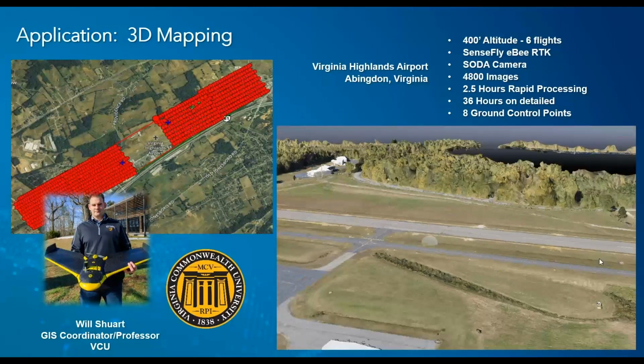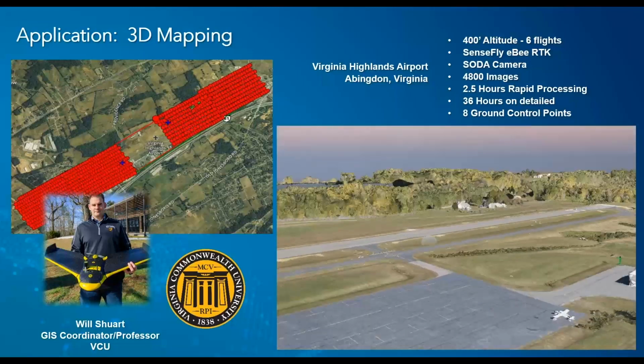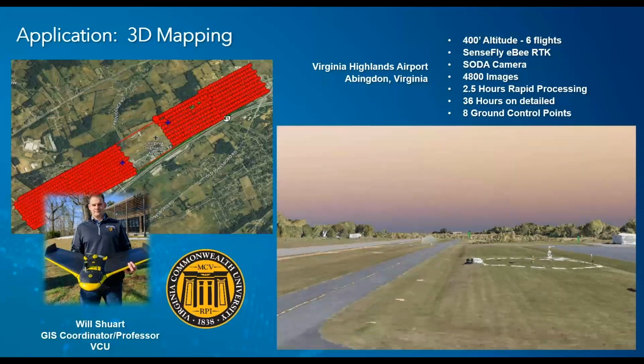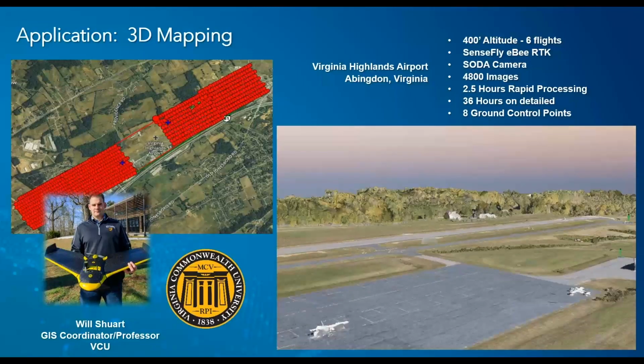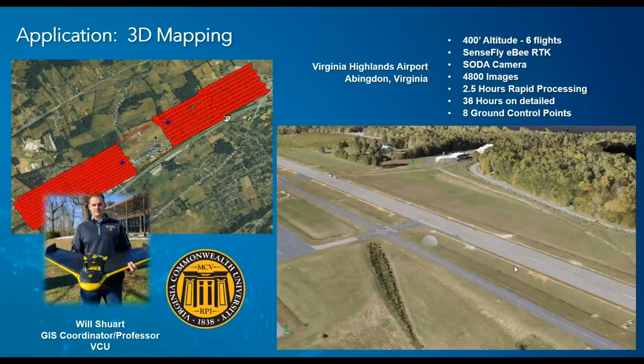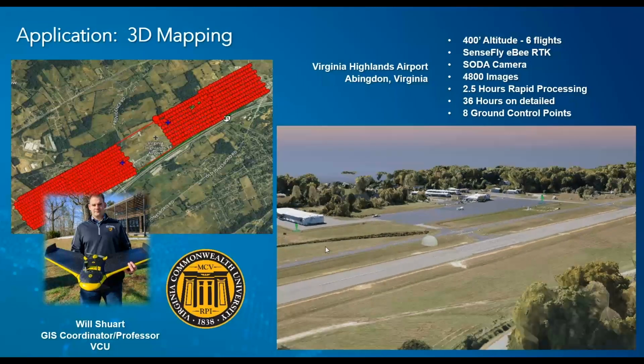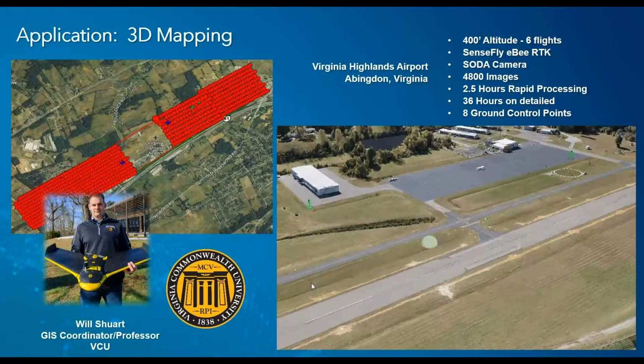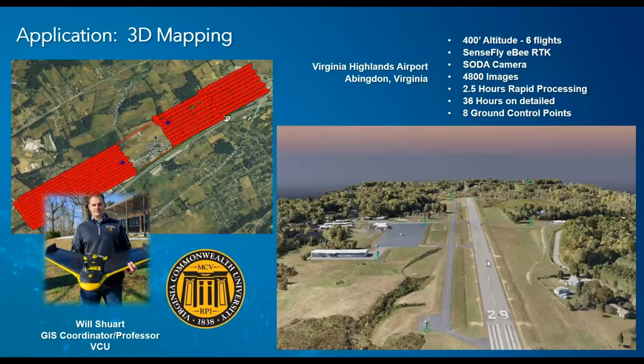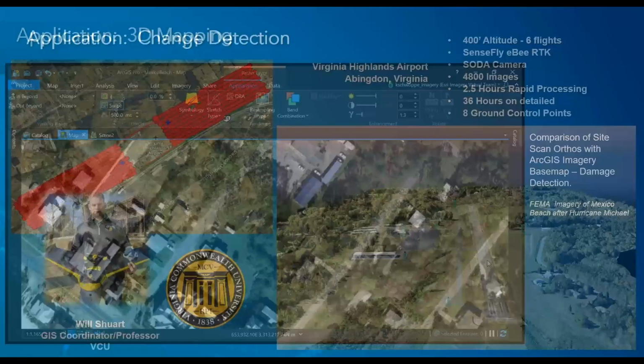This is an airfield in Virginia. It covers a little bit over 250 acres. It was flown, and you can see the level of detail that we're able to get with this, and you're able to work with this data in 3D. So it's just this perfect 3D base mapping capability.